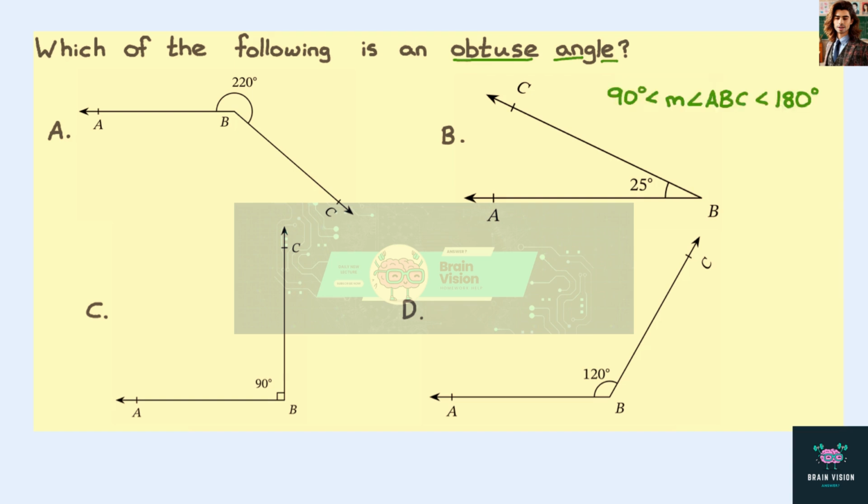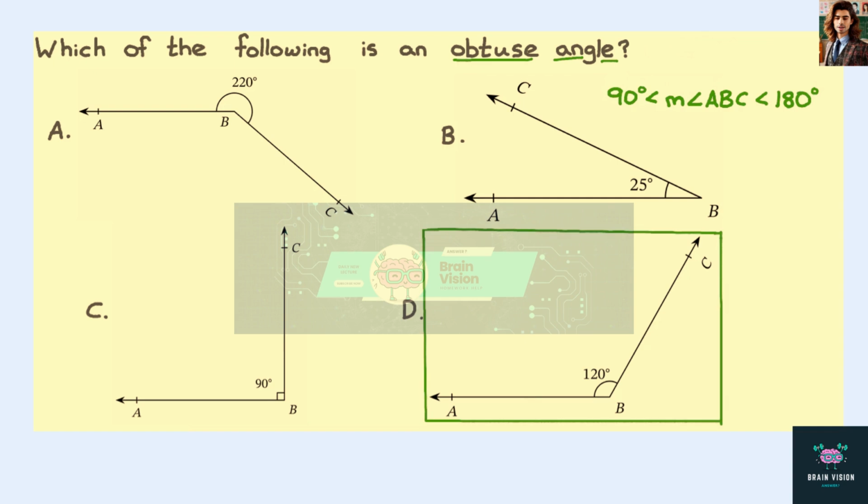An obtuse angle is one whose measure is between 90 degrees and 180 degrees. That is, the rotation required to rotate one side of the angle onto the other side is between a quarter turn and a half turn.